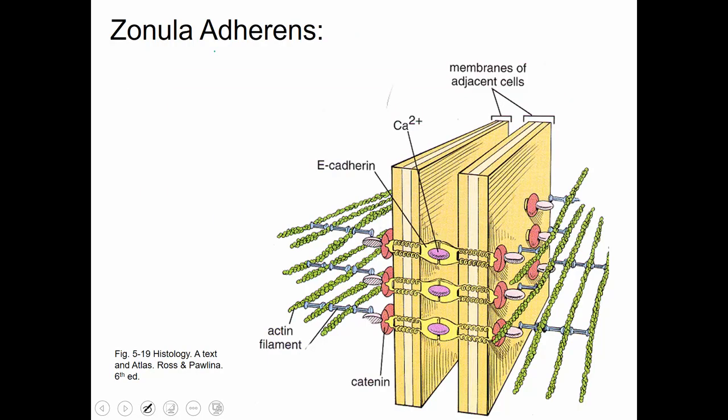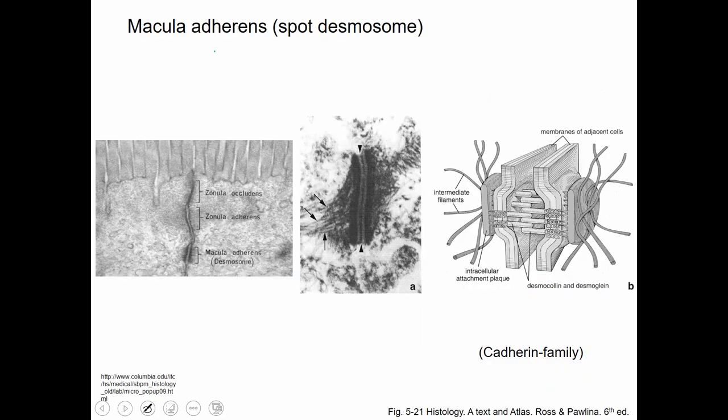Okay, so those are your tight junctions. Next, the zonula adherens: basically a belt of molecules known as cadherins that allow cells to attach to each other. Their regulation is by actin filaments inside the cell. So what's inside communicates with what's outside.